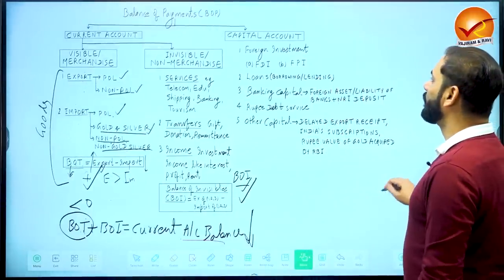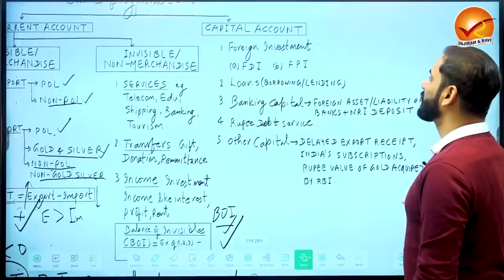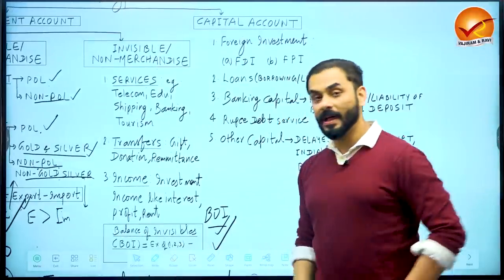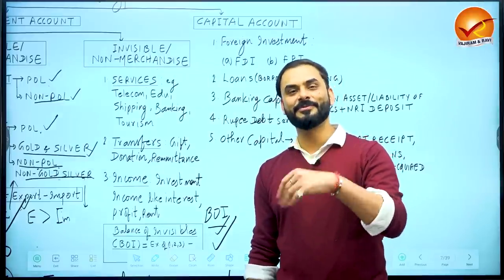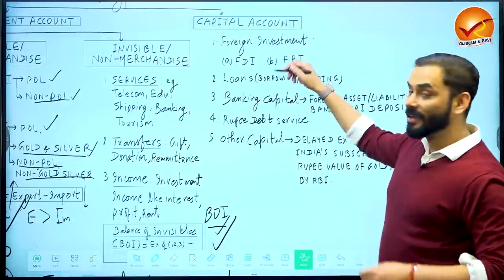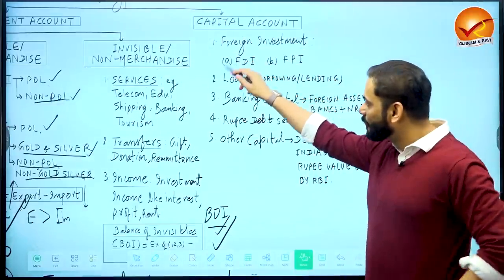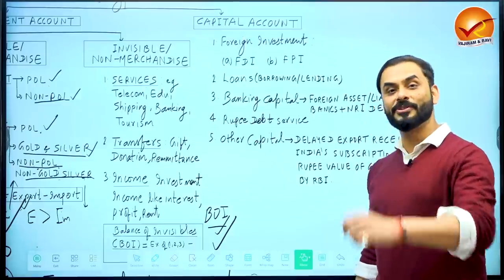Now let's come to the other part. It is called capital account. What is capital account? As I told you, whatever you do as a country, you should get more money, you should get more dollars. So see, capital account has so many things inside it: 1, 2, 3, 4, 5. These are the components of capital account.